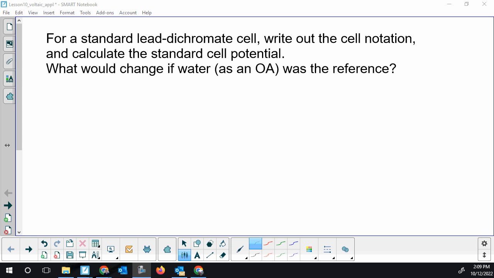That's old. And then we've got a second bit, which is new. What would happen if I change the reference? The hydrogen half cell is our zero voltage on our reduction potential table. But that was just picked by chemists. And we're going to look at what if the hydrogen half cell wasn't the zero, what if the OA water was the reference?